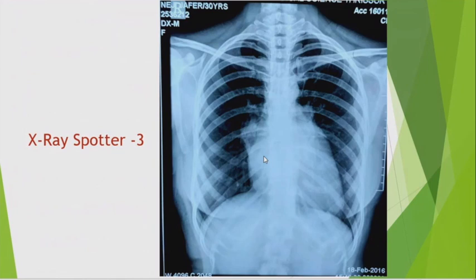Okay, sir. I had confusion in the right hilar region. That's the dilated pulmonary artery. Okay, sir. Dilated pulmonary artery. Okay, sir. Any other doubt? No, sir.